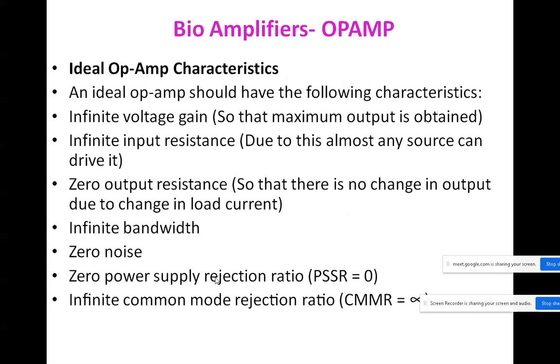This is the ideal op-amp characteristics. The voltage gain must be maximum, infinite. Similarly, input resistance should be infinite to avoid noise. Output resistance should be zero, because only then will you not have any change in the output. Then bandwidth should be infinite. All of these should be maximum; only output resistance should be minimum. And then noise will be zero, minimum. Power supply rejection ratio also minimum. And the common mode rejection ratio, CMR, must be very high. Okay, these are the characteristics of an ideal op-amp.